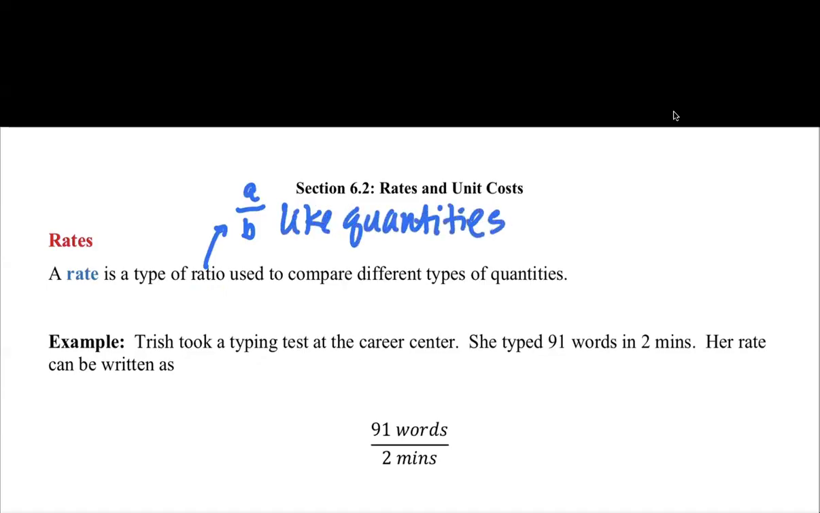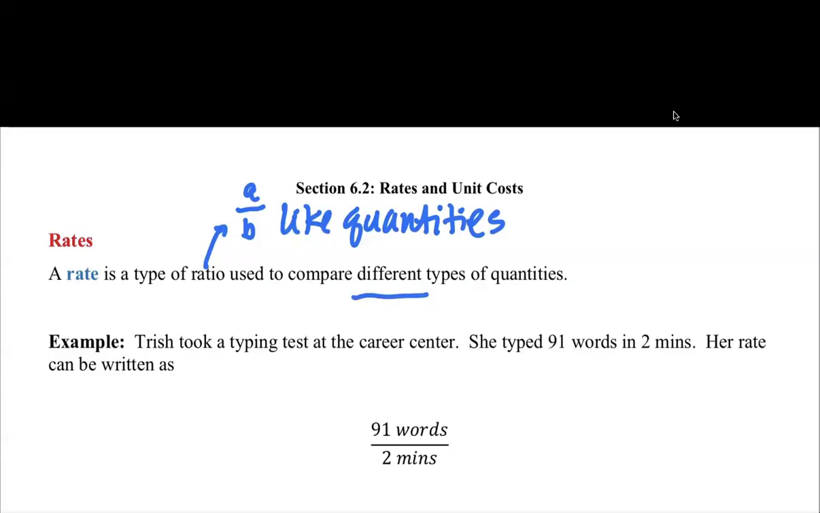So we compared males to females, both humans, or the number of car spaces left in the parking lot, which were silver cars compared to not silver cars, but both were cars. So a ratio compares like quantities. A rate compares different quantities.